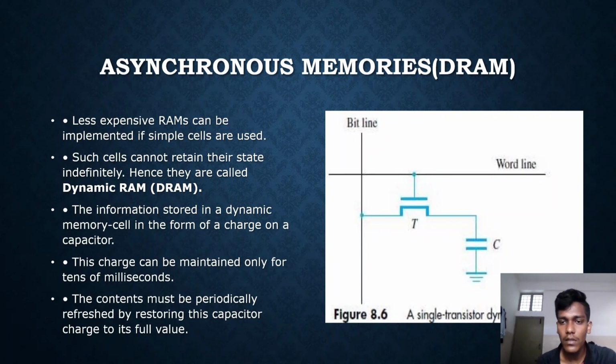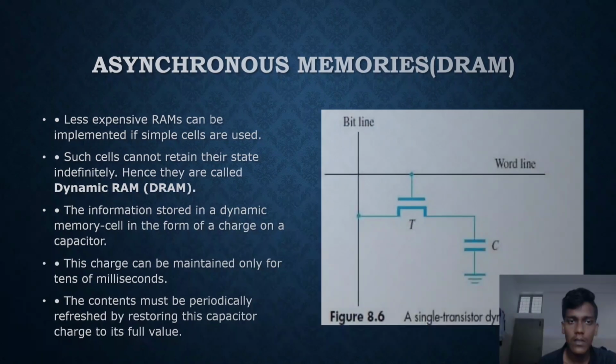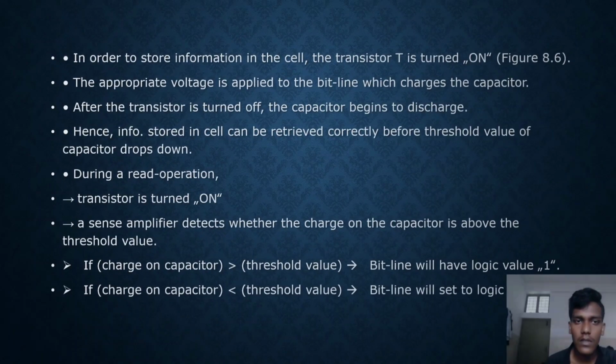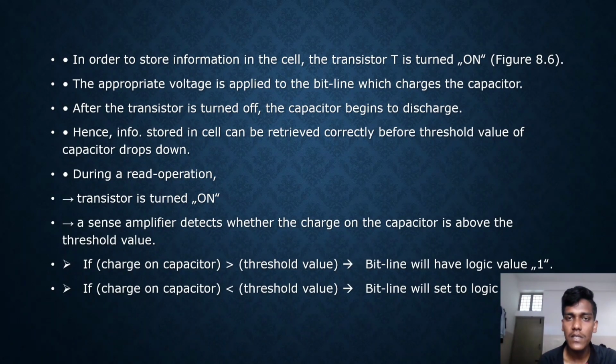This is an example of a single transistor dynamic memory cell. The transistor T is connected to the capacitor. This is the diagram, an example of an asynchronous single transistor dynamic memory. In order to store information in the cell, the transistor T is turned on. The appropriate voltage is applied to the bit line, which charges the capacitor.